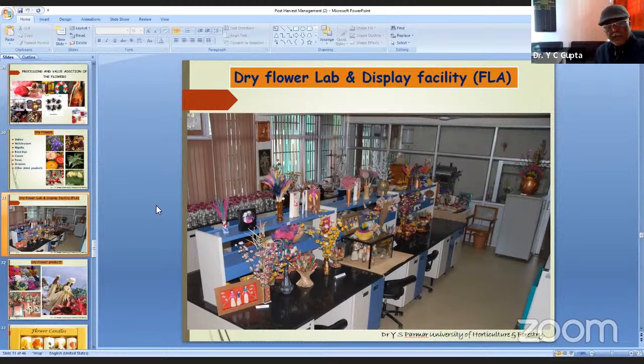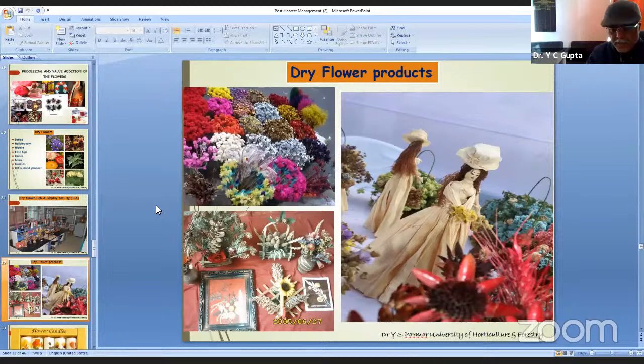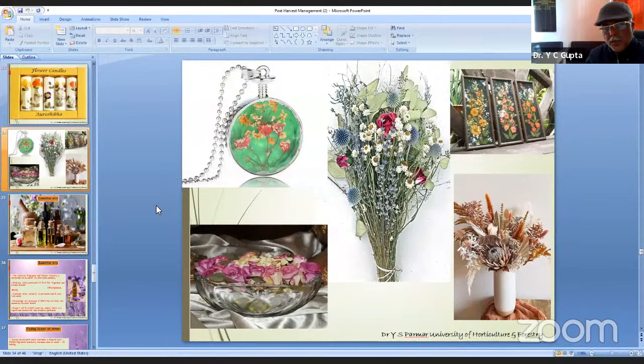This is again one of the most important topics. Dry flower products, you can see dolls, as spoken, flower candles. And these are the flower arrangements. Dr. Alka Singh spoke nicely on this.